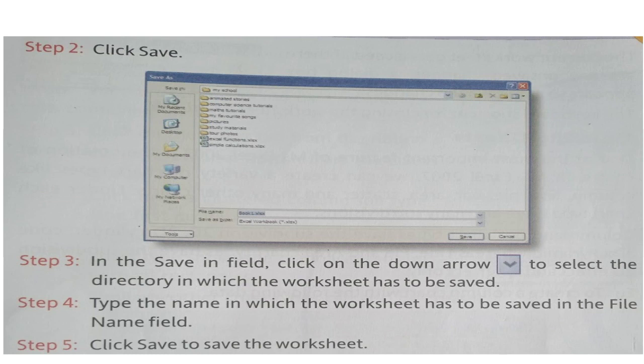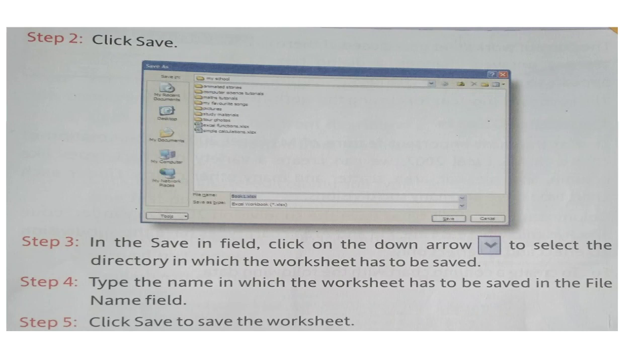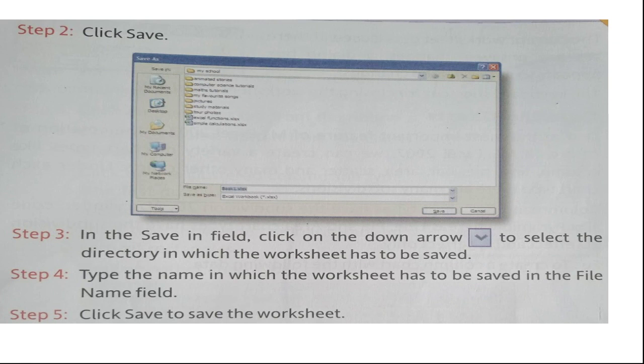Fourth one is giving the name. Type the name in which the worksheet has to be saved in the file name field. This is the name field, so here you can type the file name. Then finally click save. This is the save button. You click on the save button, then the document would be saved.